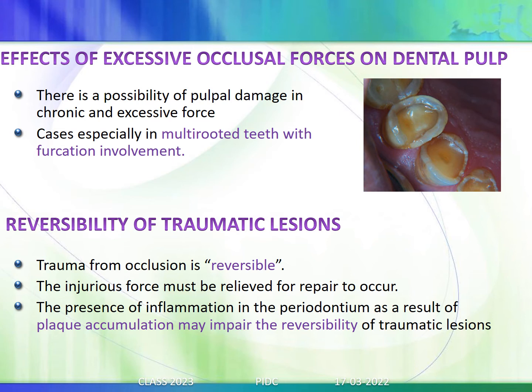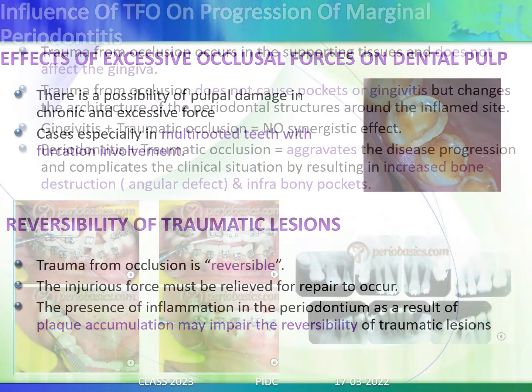So you could ask me whether, if we take away the source of injury, like if we reduce the occlusion, the trauma from occlusion is reversible. Yes, it is reversible, but the injurious force must be relieved for repair to occur. But if it is present along with inflammation as a result of plaque, this may impair the reversibility of the traumatic lesion. So we will be seeing in the next few slides what is going to happen when plaque is present along with the increased occlusal force.